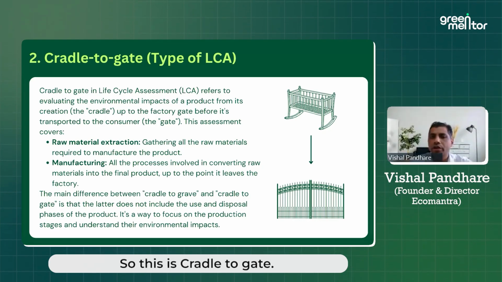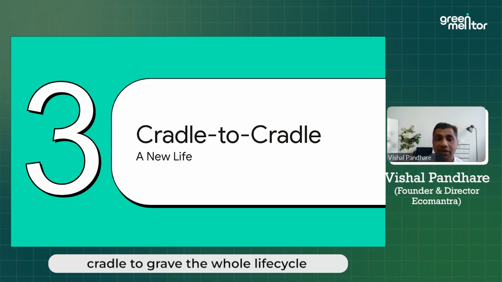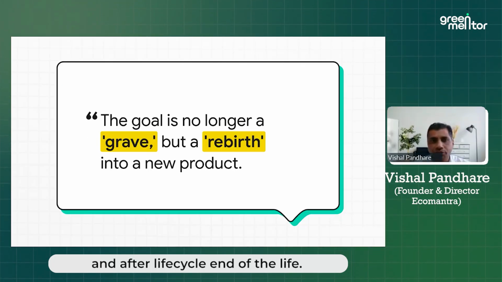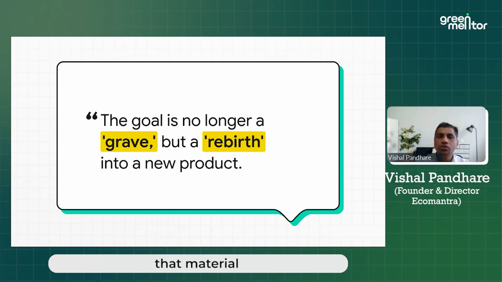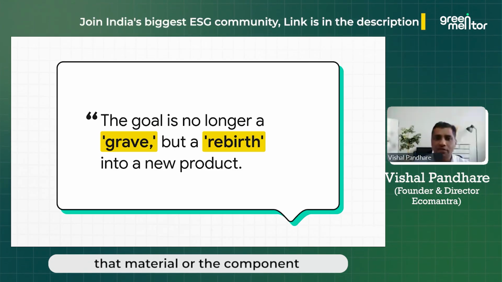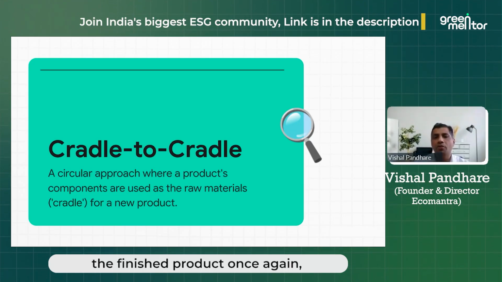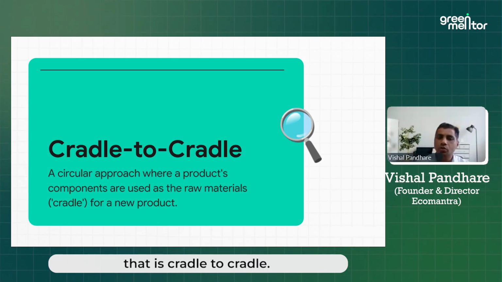So that is cradle to gate. Now here is cradle to cradle. Again, cradle to gate, cradle to grave, the whole life cycle, and after the life cycle, the end of life, if we are capable to reuse that material, or remanufacture that material or the component, or repair it in such a way that we can have the finished product once again, that is cradle to cradle.